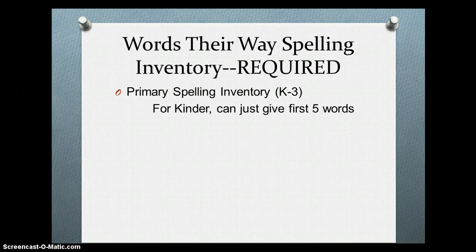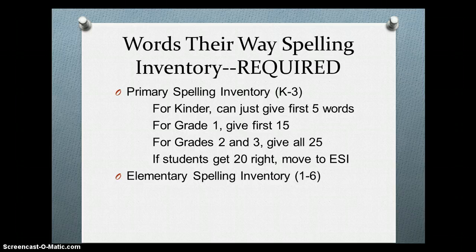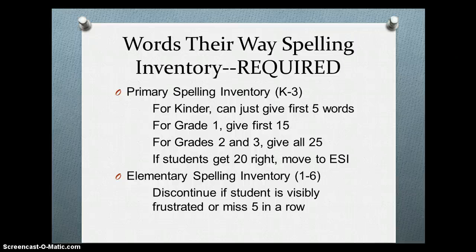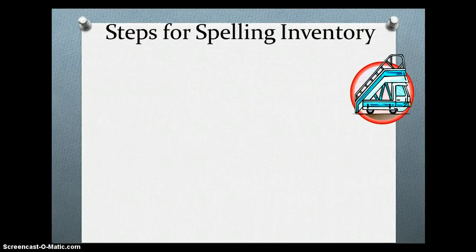This is required. Again, the primary spelling inventory is for grades K through 3. I don't think anyone has a K through 3 student, but if so, there are some reminders. The elementary spelling inventory is for grades 1 through 6. I feel like most people will be giving that. Make sure you discontinue if the student ever becomes visibly frustrated or misses 5 in a row. And then there's the upper level spelling inventory, which is for grades 5 through 12. So think carefully about which one would be the most appropriate for your student.